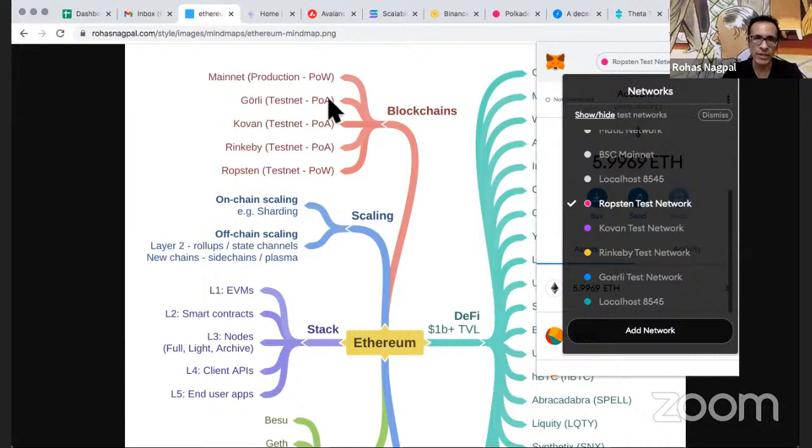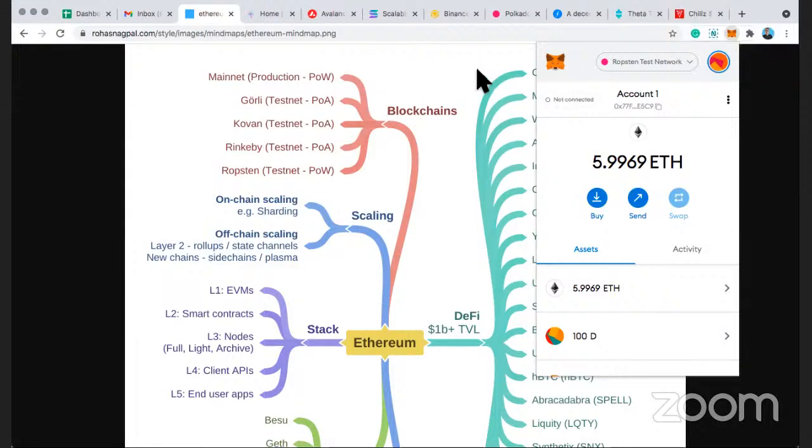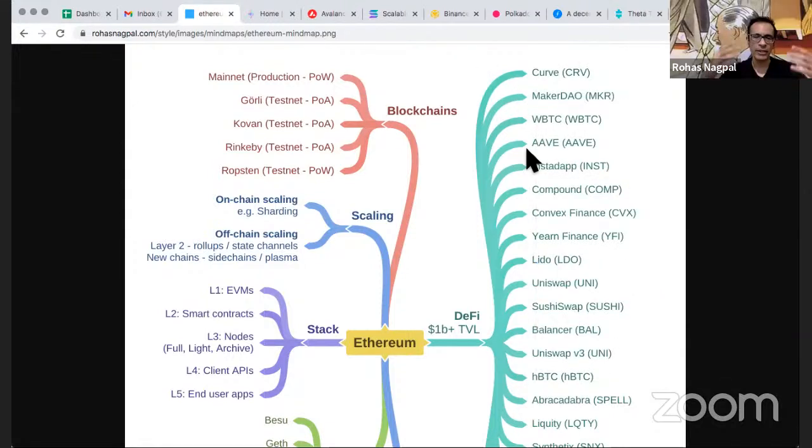So you have 1 testnet which runs on a particular consensus mechanism, proof of work, some on proof of authority, we don't care. But accounts are not transferable between them. So if you have a balance in one, it doesn't automatically go into the second blockchain. They are distinct blockchains, all running on the Ethereum protocol. Is that part clear? Clear? Yes. Awesome.